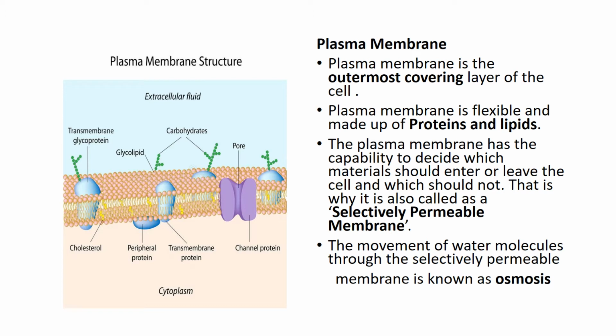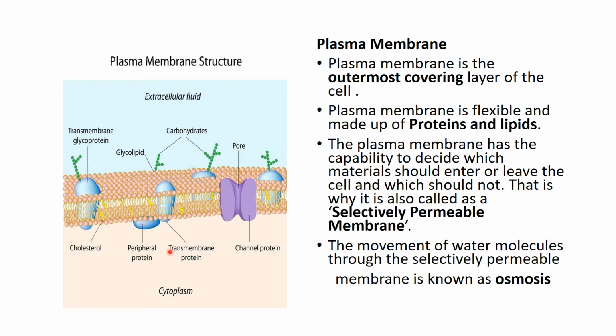Let's see the structure of the plasma membrane. The plasma membrane is the outermost covering of the cell. It is found in animal cells as well as in plant cells. This is the first basic structure of a cell, and it is flexible in nature. As you can see in the diagram, it looks flexible. It is made up of protein and lipid molecules. You can see that these are the lipid molecules and this is the protein molecule. So it is made up of proteins and lipids and it is flexible.